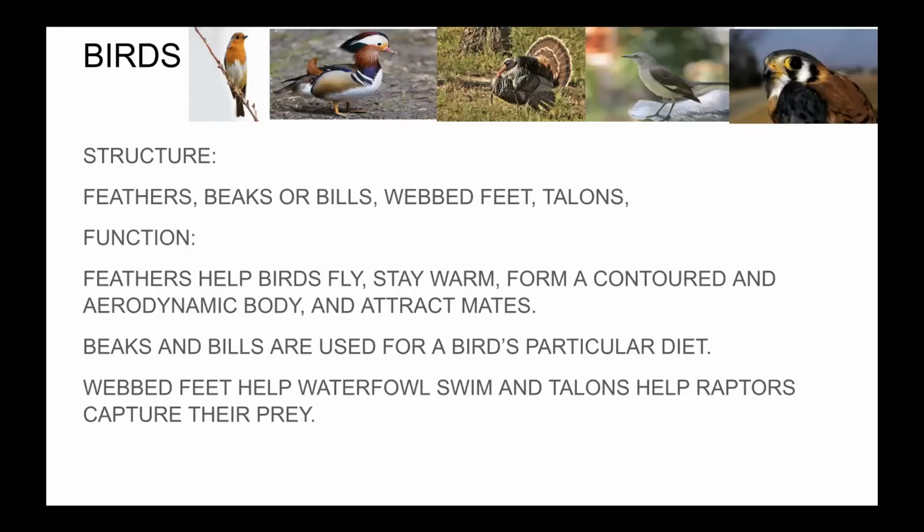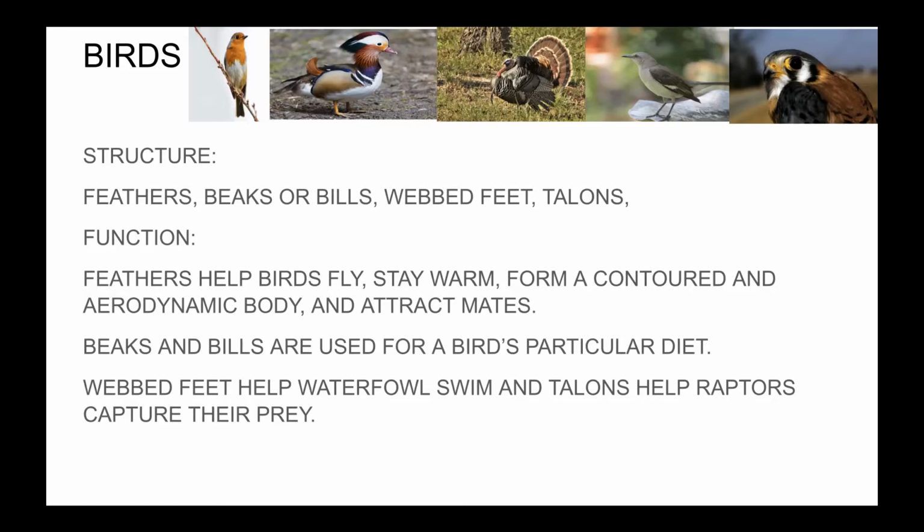Now, birds have feathers, beaks or bills, web feet, and talons. They've got many, many structures that help them function in their ecosystem. We've already talked about feathers, so I won't go over that again. Beaks and bills are used for a bird's particular diet. Geese and ducks eat weeds and duckweed, things like that, so they have bills so they can let the water flow away.